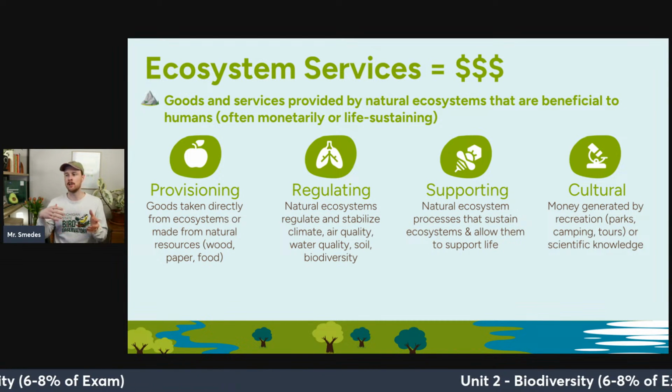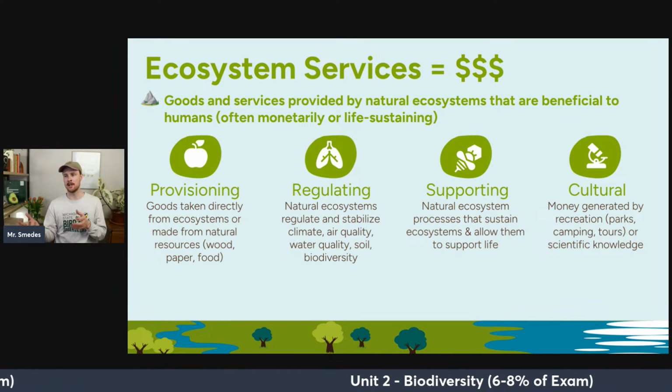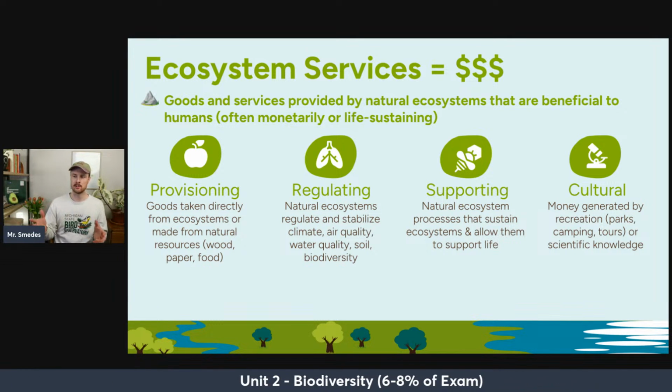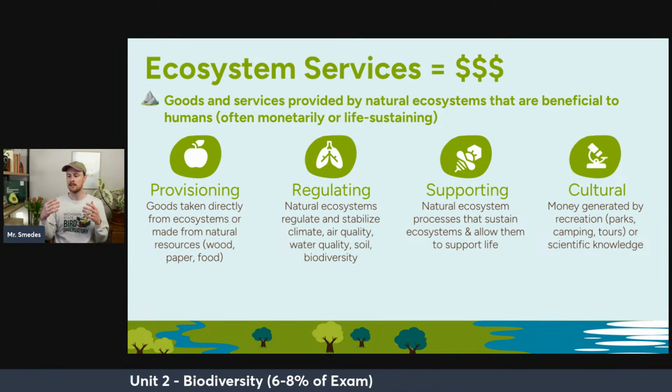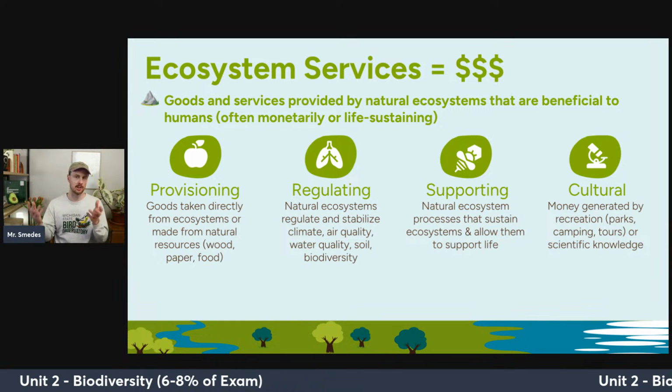Filtering water so that we don't have to do as much water filtration ourselves. And then you've got the cultural ecosystem services: recreation, tourism, education, research, things like that.